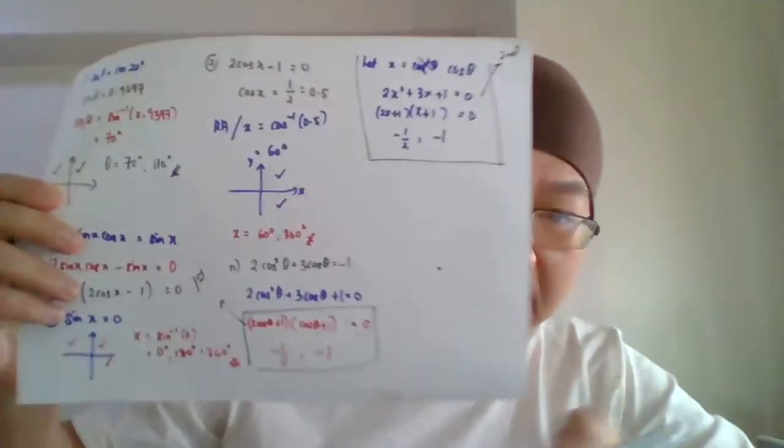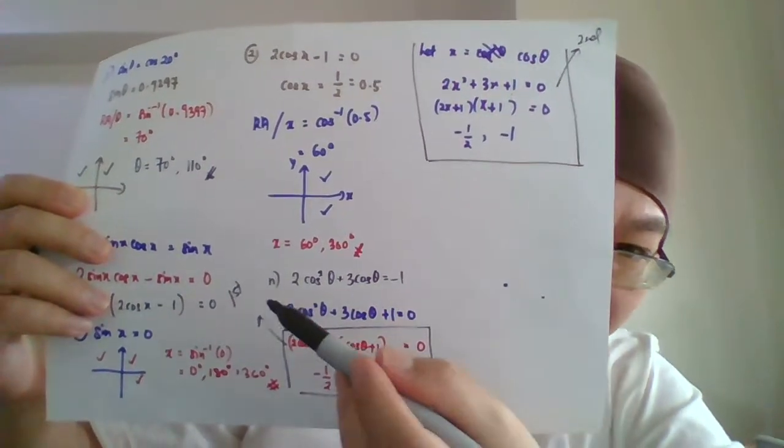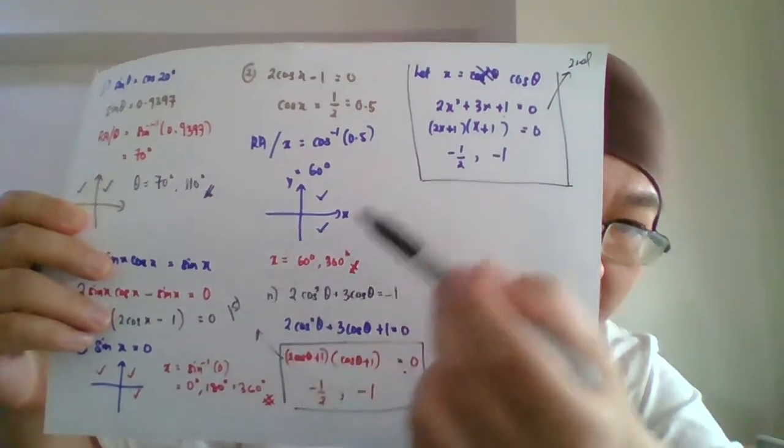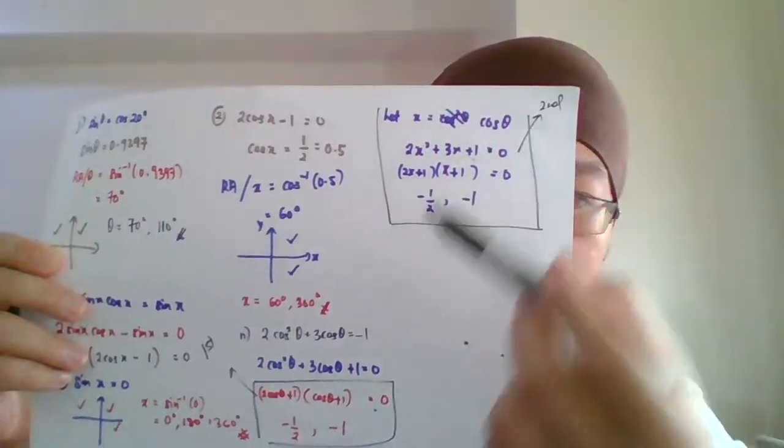First method, second method. Okay, so I show you here. This is the first method that I put inside the box. First method, this is the second method. Okay, second method here. Okay, what next?